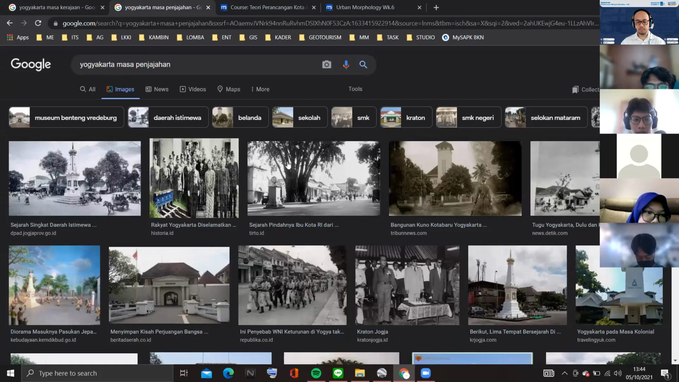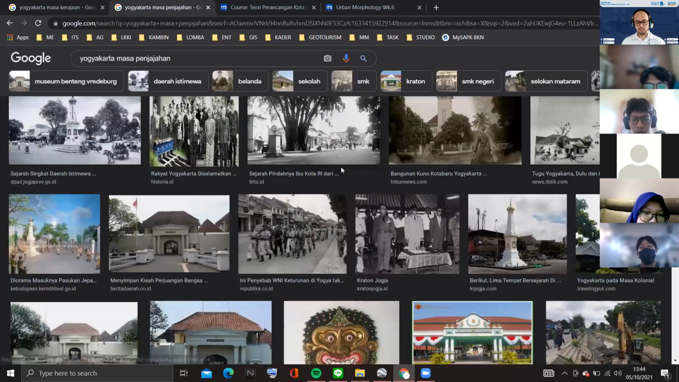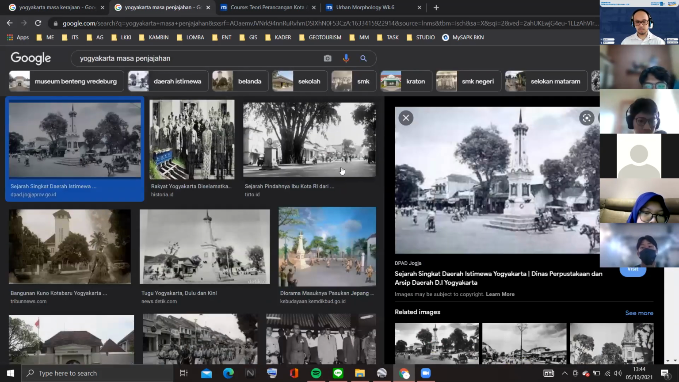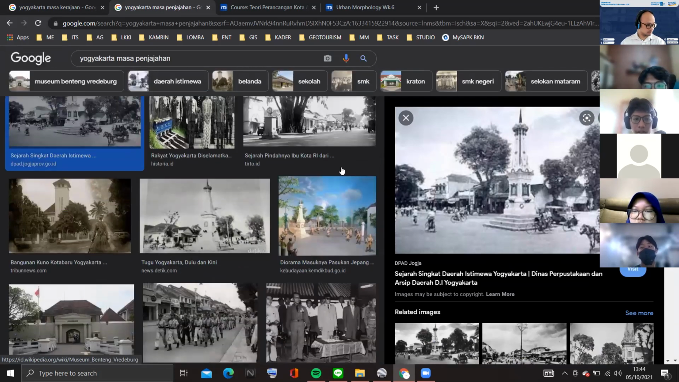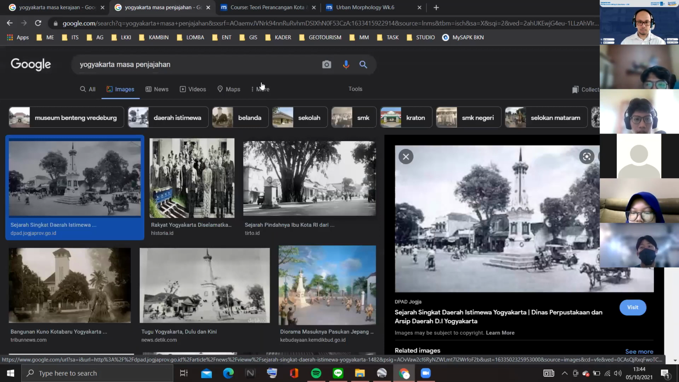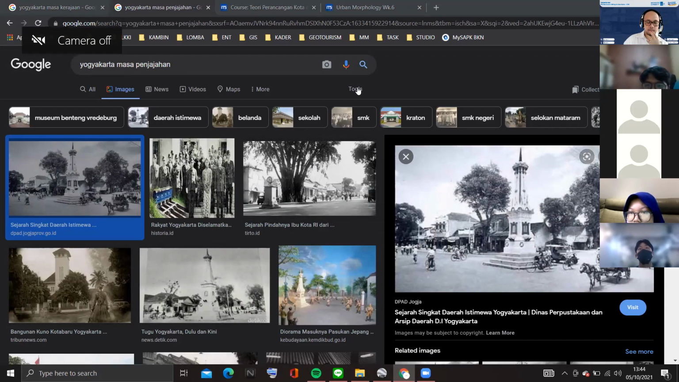But it is limited to find a map. So we can only find pictures like the Tugu Jogja, and the Keraton itself, and other pictures, but it is still difficult to find the maps. I think that's our finding, sir. That's our group finding. Maybe you have advice for our group. Okay, thank you.